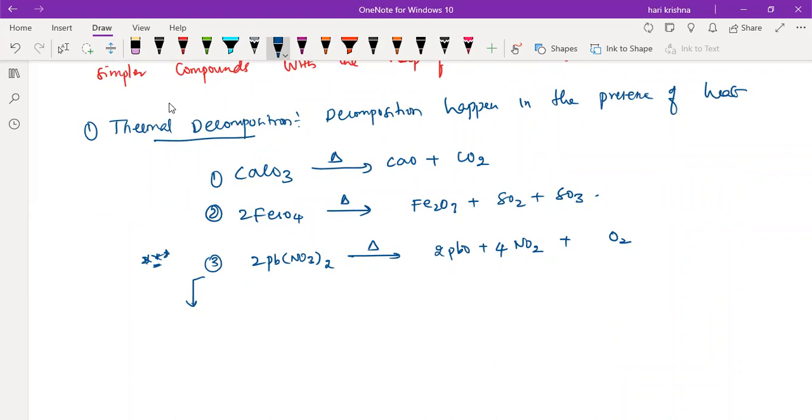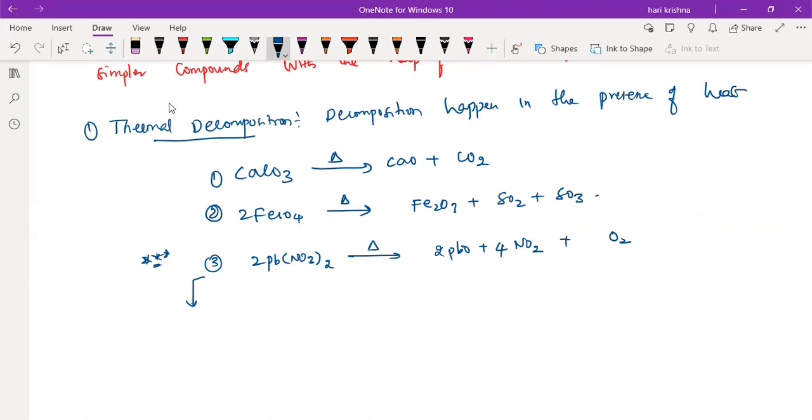What is the answer? Sir, lead nitrate. The answer is lead nitrate because the nitrogen oxide, when heated, forms brown fumes. See here, they'll ask the question like this: the metal nitrate which undergoes thermal decomposition will produce brown color fumes. What is that metal nitrate? Lead nitrate.